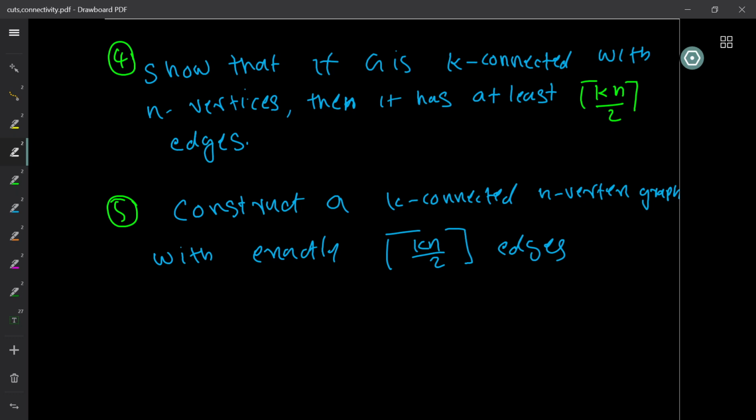Then the fifth question is to construct, in fact, a graph that attains this bound. You can find a network design where you can achieve this reliability without using any extra edges. You can do it with exactly kn by 2. So this is basically attainable and sharp.